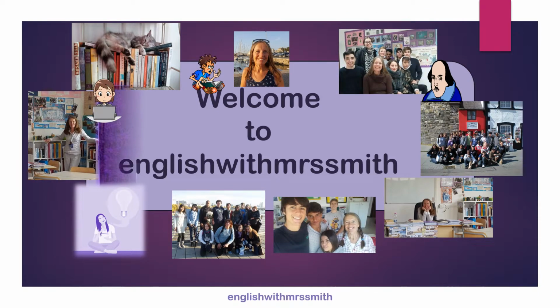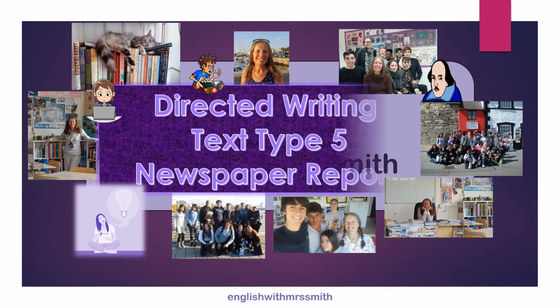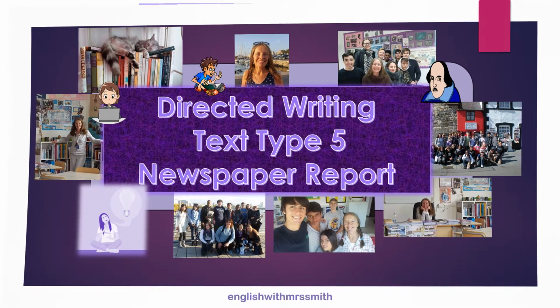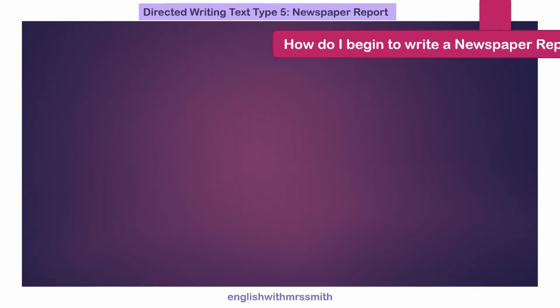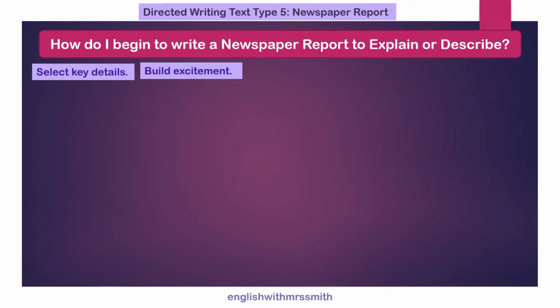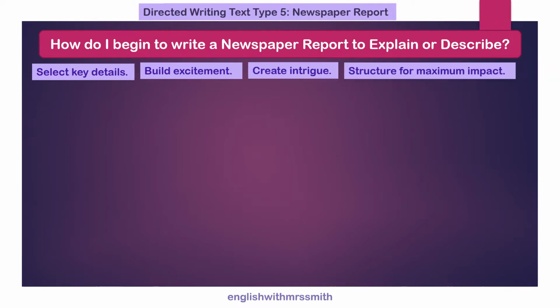In this series, we're looking at text types for directed writing and in particular, how to write a newspaper report. So how do you begin to write a newspaper report to explain or describe? To start, you need to select the key details. Your goal is to build excitement, create intrigue and structure for maximum impact.